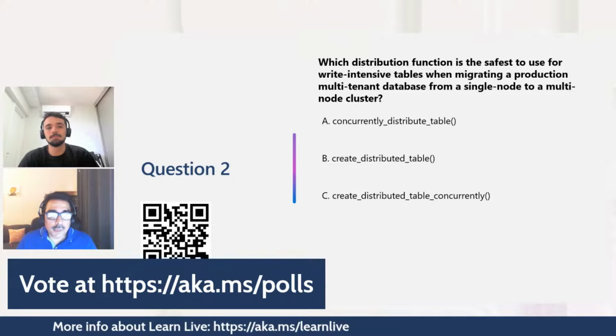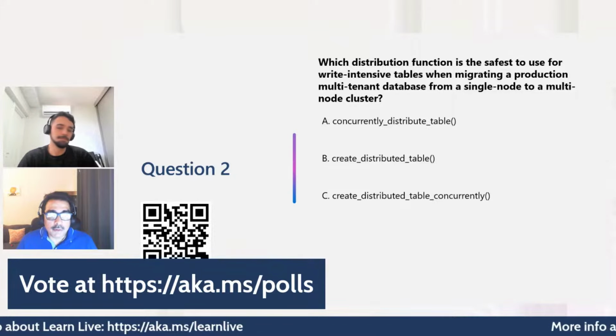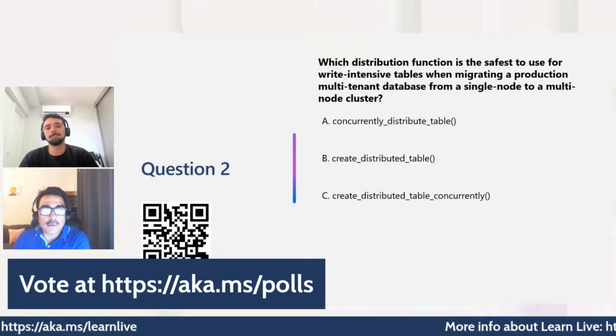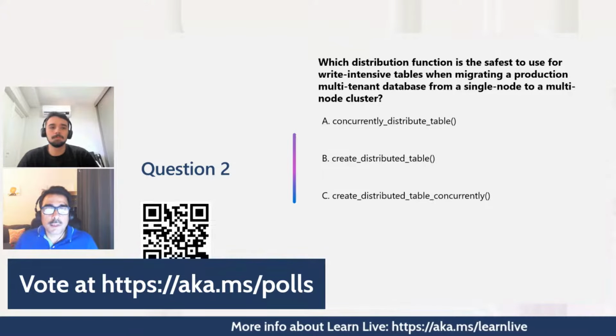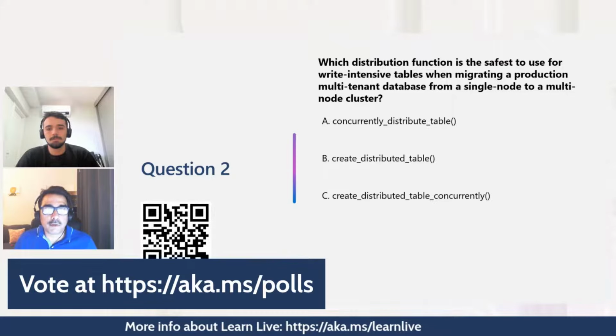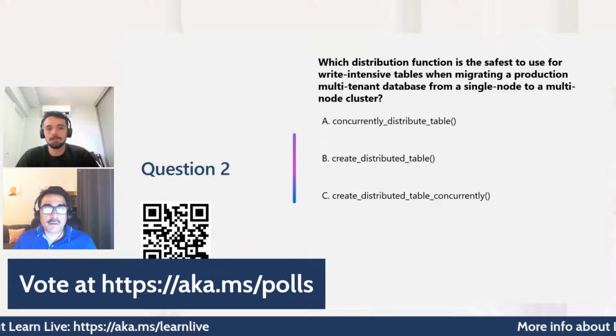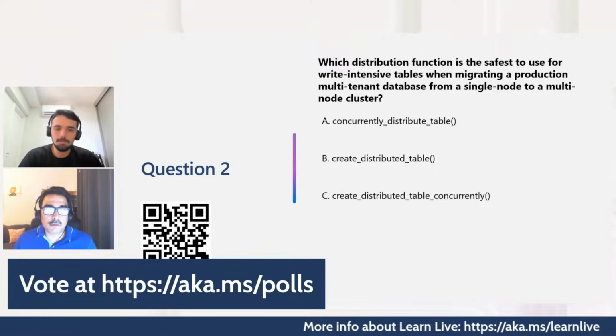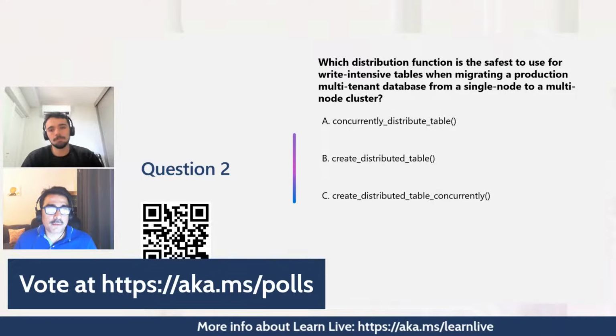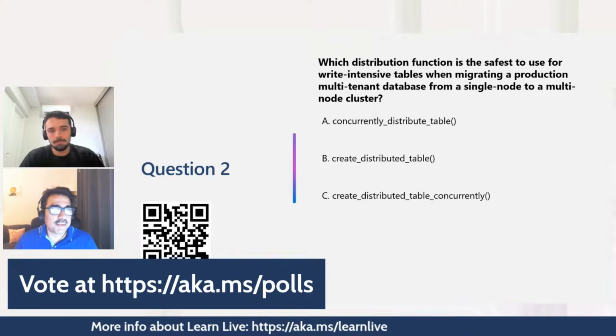So another minute or so, and then we'll answer that. So we had two functions, right, which we discussed in detail: create distributed table and create distributed table concurrently. Just to give you a hint, one of these should be the answer.